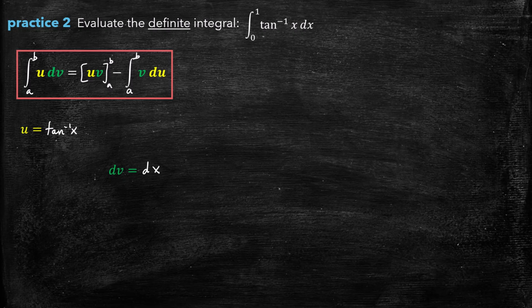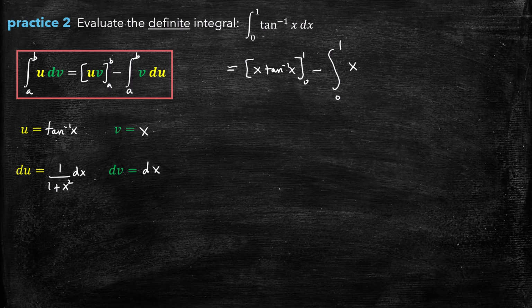So dv will just have to be dx again. The derivative of inverse tan x is 1 over 1 plus x squared dx, and v will just be x again. So we would do u times v, so x tan to the minus 1 x, and of course we're going to evaluate that at 0 and at 1, minus the integral from 0 to 1 of v, which is x, times du, 1 over 1 plus x squared dx.